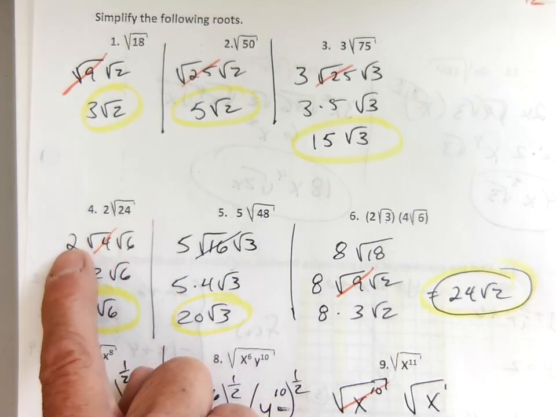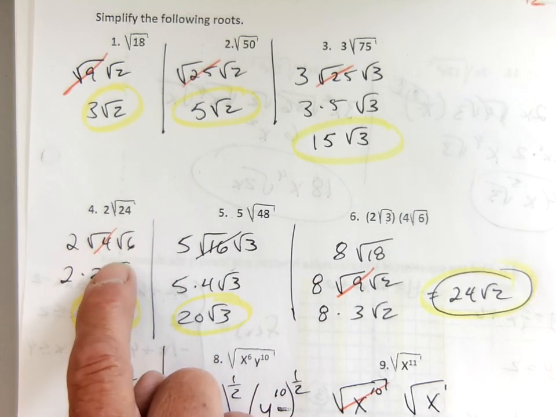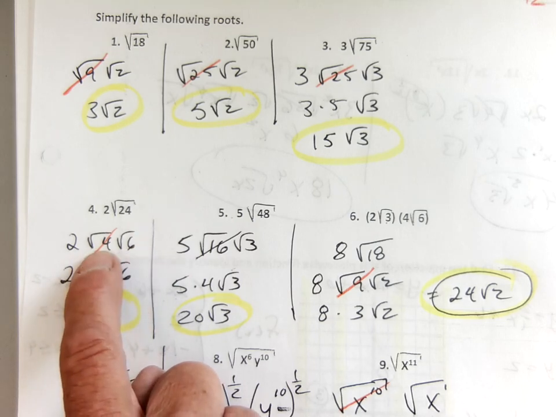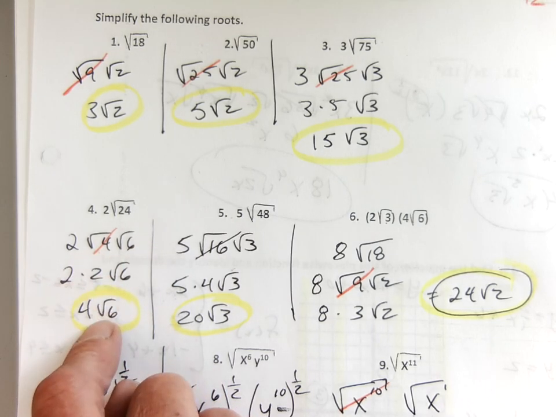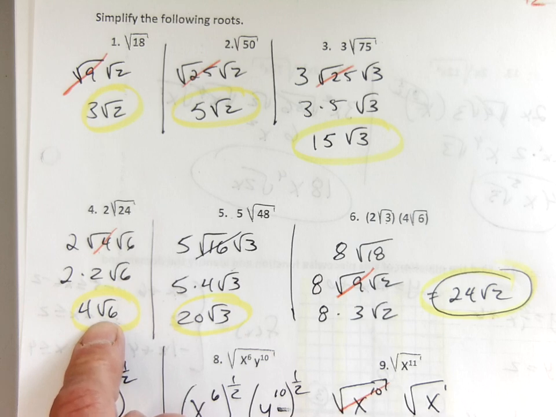Okay, 4, same way. I left the 2 alone. Broke up 24 into square root of 4 times square root of 6. Square root of 4 is 2, and 2 times 2 is 4. 4 times the square root of 6, okay?